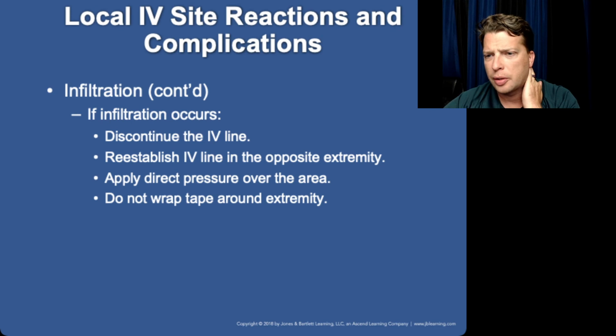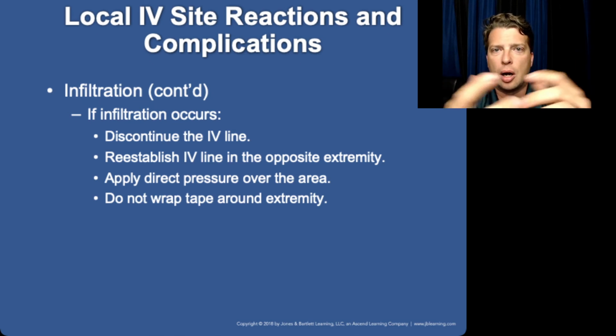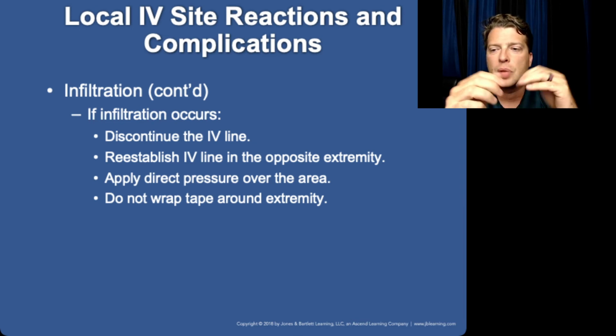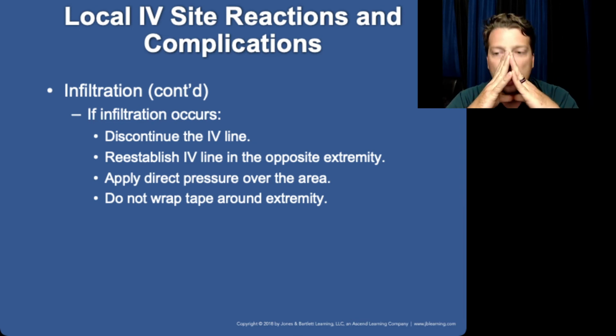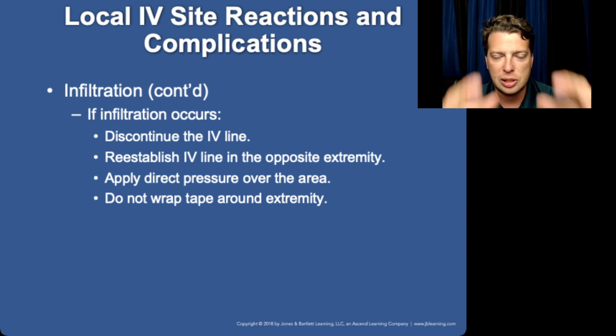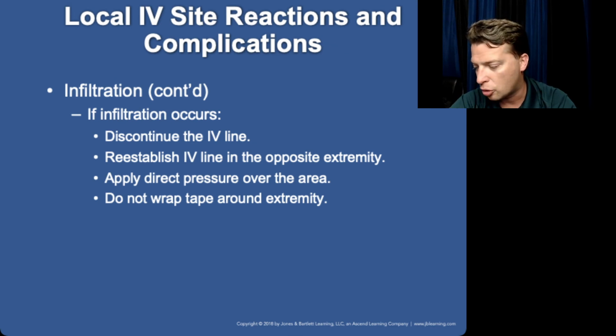Oh, we already went through all this. Okay, so if you have infiltration, if the vein blows and the IV site is infiltrating, you've lost the IV site, then stop the IV flow immediately. Once you do that, you want to withdraw the catheter, same as any other catheter, put good pressure on it. You want to apply the pressure in that general area to help reduce the size of that hematoma.